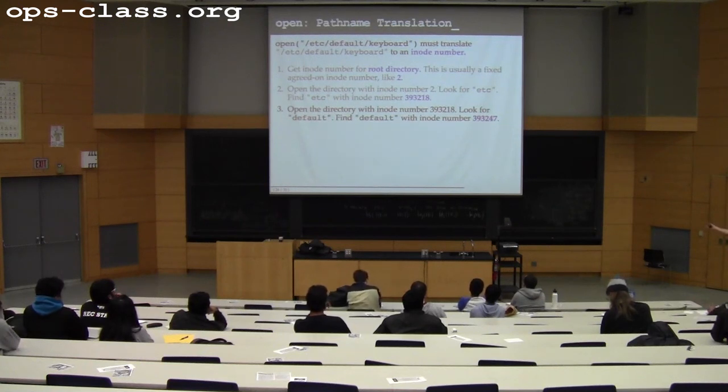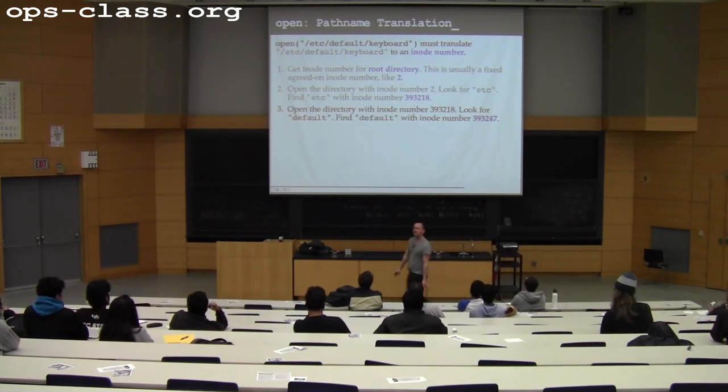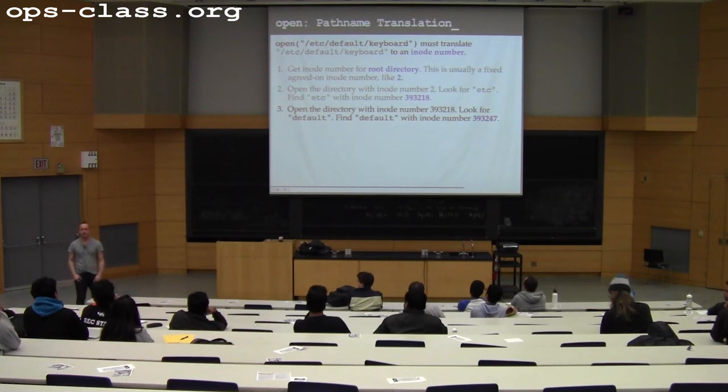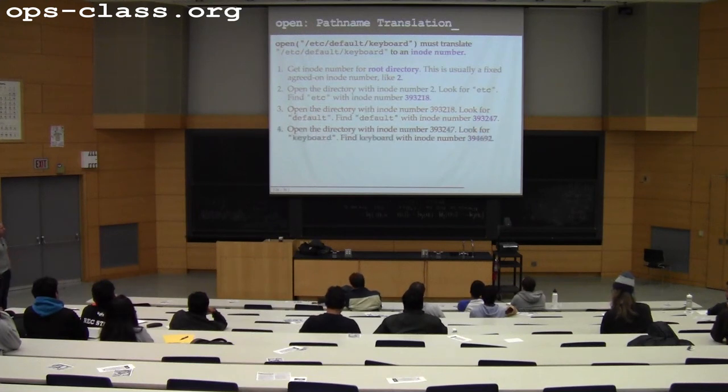Now this could fail at any point, right? I didn't say that this path had to be valid. It turns out it is valid and it is a file, but if, for example, etc default is a file, not a directory, then what would happen is I would try to continue to translate the path and realize, oh, I've hit a file, and this would fail. So in this case, I find default. Default has its own inode number, and then I just continue this process.